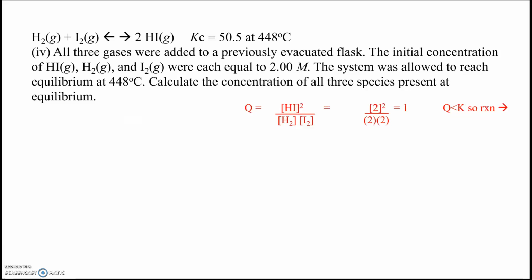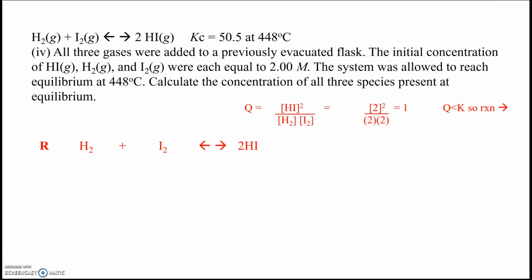We can compute Q, and when we do, we see that Q is equal to 1. Well, Q is less than K because K is 50.5. So the reaction is going to move to the right because Q is less than K.